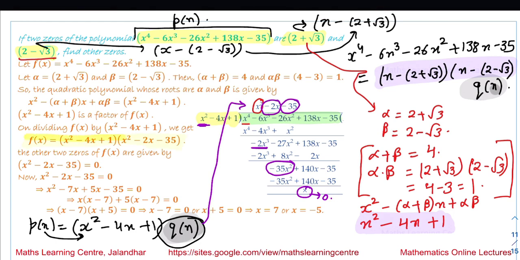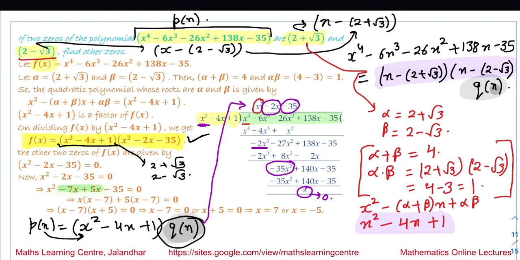So this is what we are writing over here: we are saying this polynomial is f(x), then f(x) is equal to the product of these two values. Now the zeros corresponding to this term we already know. The zeros corresponding to this term are 2 + √3 and 2 - √3. Now we have to find the zeros corresponding to this term.